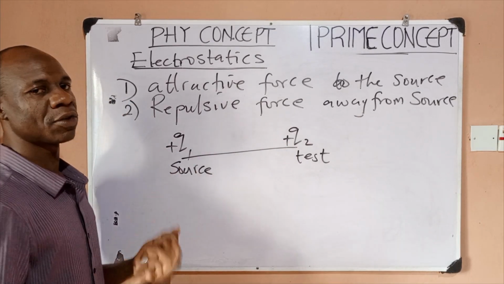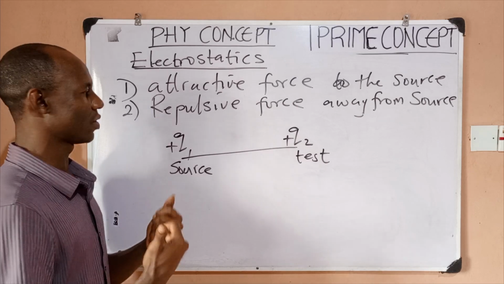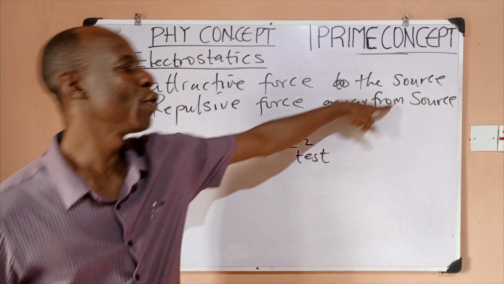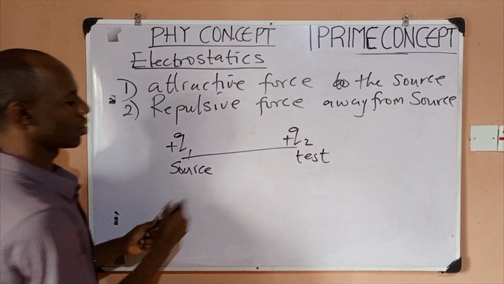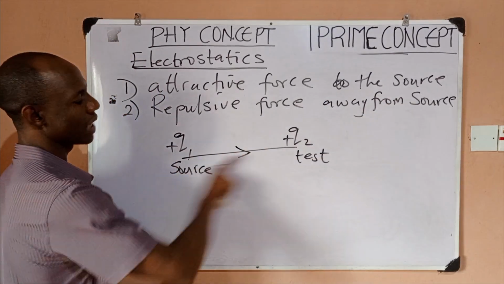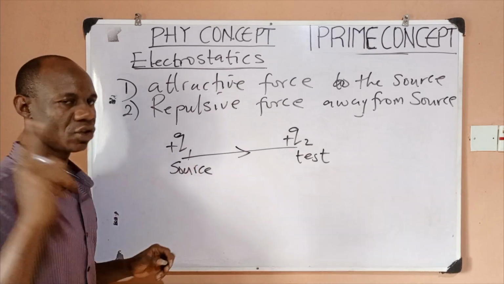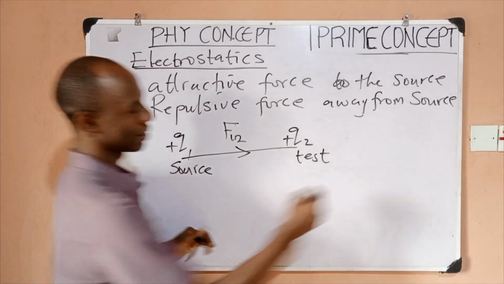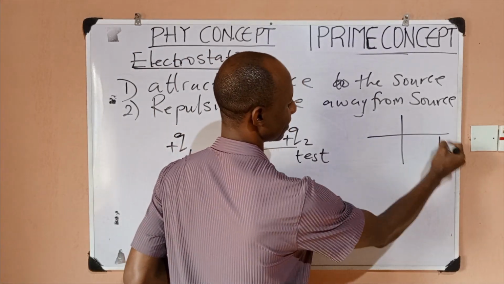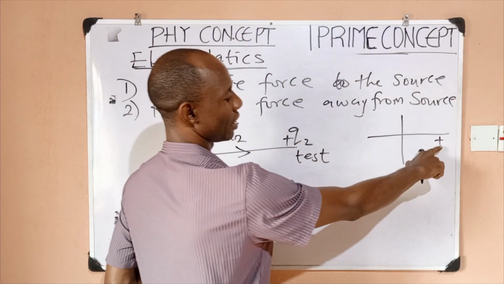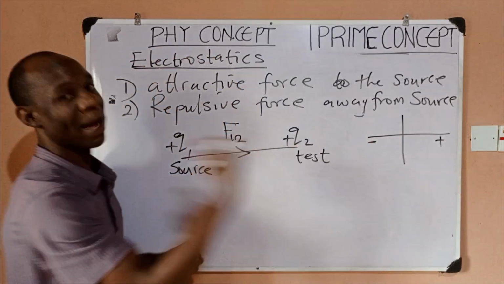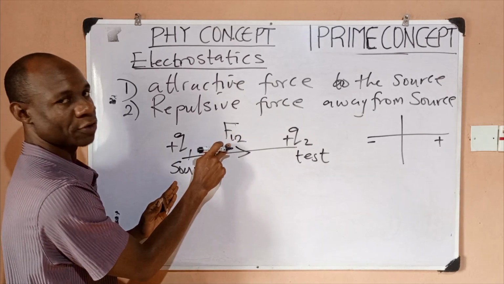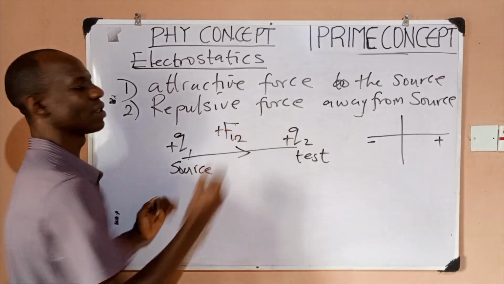Positive would give rise to what? A repulsive force. And from what we earlier mentioned, repulsive force would always point away from the source. So since this is your source, the force of repulsion would be away from the source. And you also know, this is our F12, and in our Cartesian coordinate, anything pointing forward is positive, anything pointing backward is what? Negative. So what it simply means in this case is that my force F12 is a positive force, right?